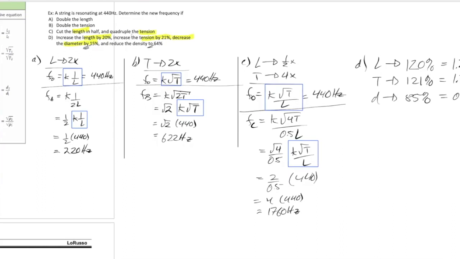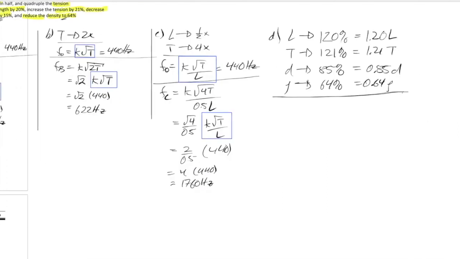And then the last thing is the density is reduced to 64%. So rho is reduced to this value of 64%, which is 0.64 times rho. All right, so now in this version, we have the combined formula. So the combined formula is going to be F naught. Naught stands for original. K, square root of tension, and we've got length, diameter, and the density. We know that all equals to 440 hertz.